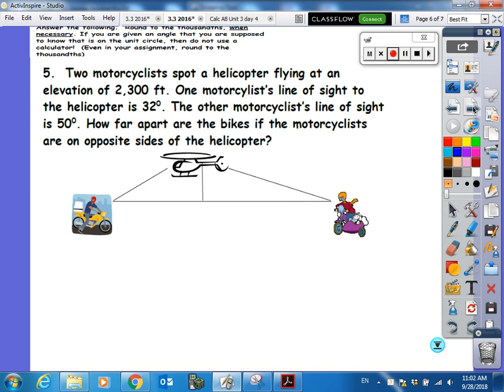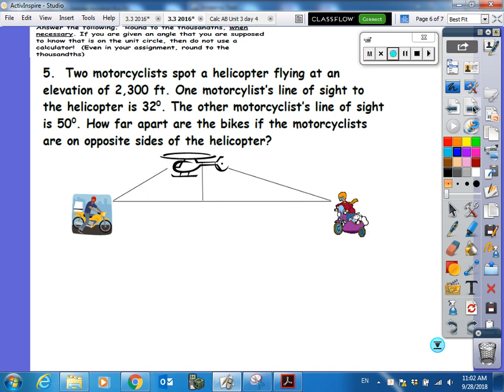All right, so I drew a little picture on this one for you so that you can kind of see what is happening. You do not have to draw pictures, but I can tell you that pictures help, and they don't have to be elaborate. Just draw some triangles on there and label and list things that are happening. So, two motorcyclists spot a helicopter flying at 2,300 feet. One of them, when they look up, is 32 degrees. One of them is 50.